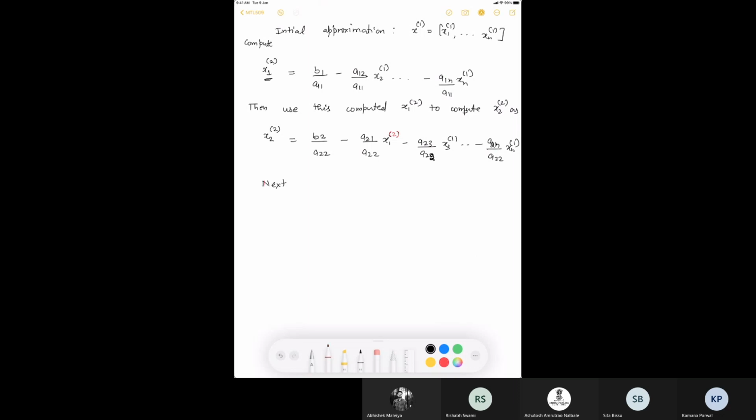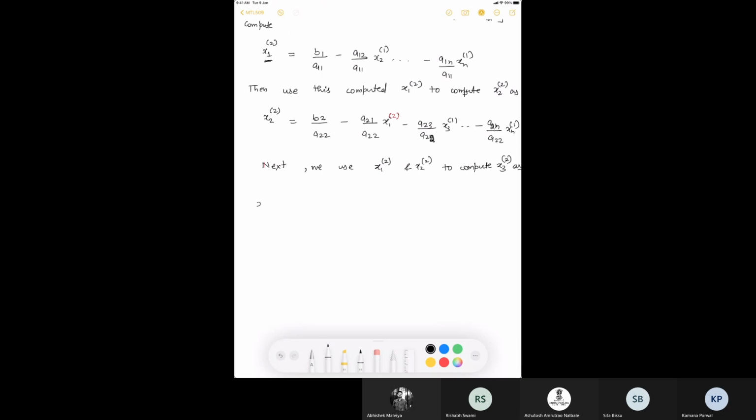So next, we use x1 and x2 from the second iteration to compute x3 from the second equation. And how do we do that? So this is going to be b3 divided by a33, minus a31 divided by a33.